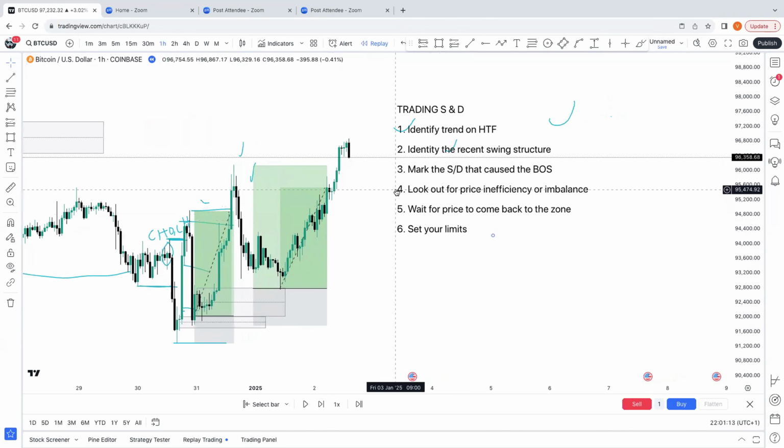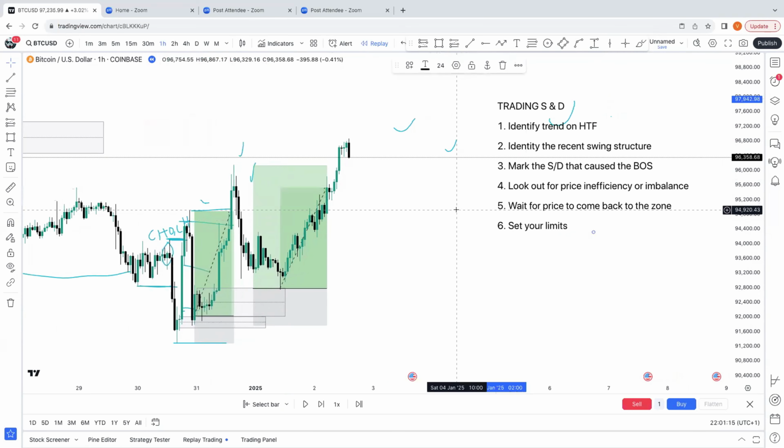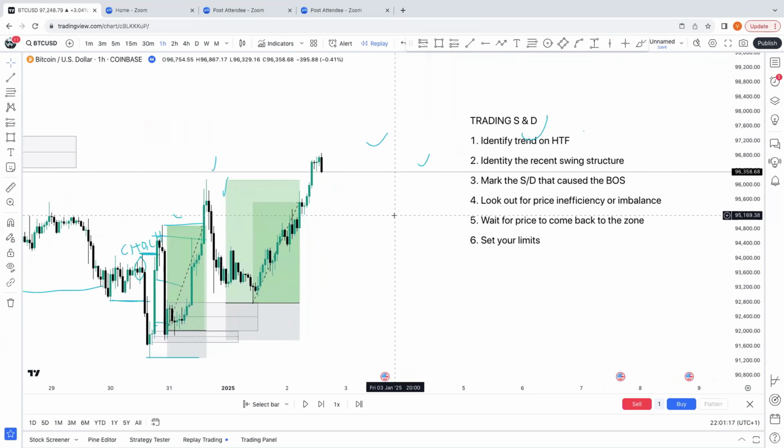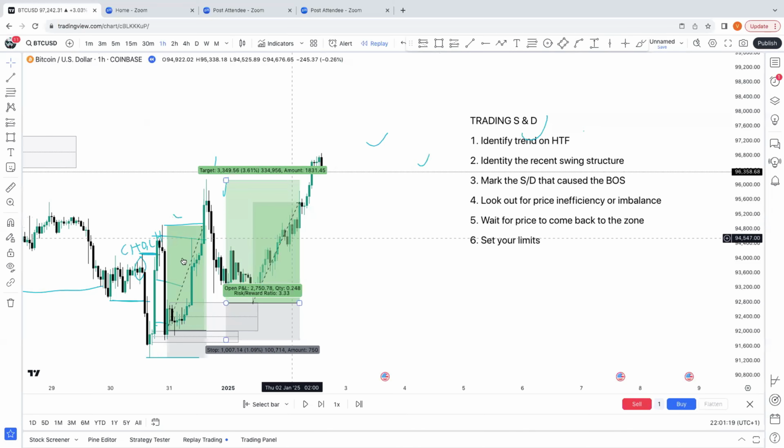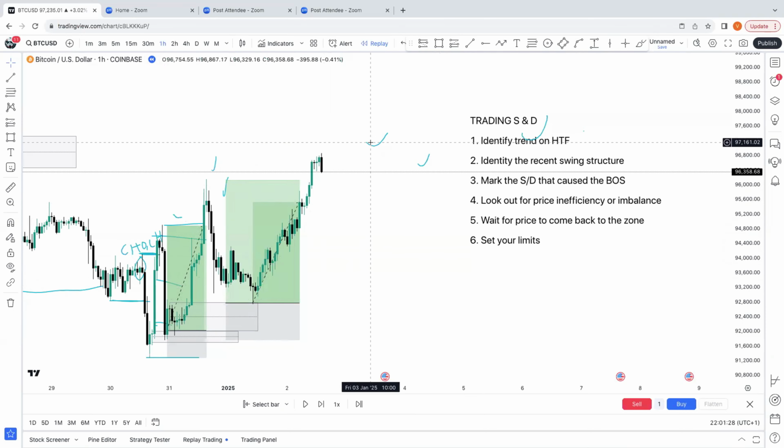So this is how you trade the supply and the demand zone, trading with the big banks, right? Because this is where the big banks come into the market. This is how they move price, and you could actually just leverage on this information and make money just like the big banks do. So I need you to watch this video over and over again until you get this concept correctly.